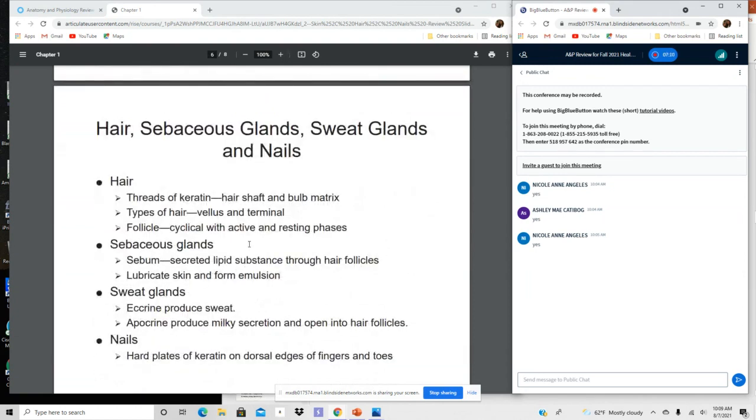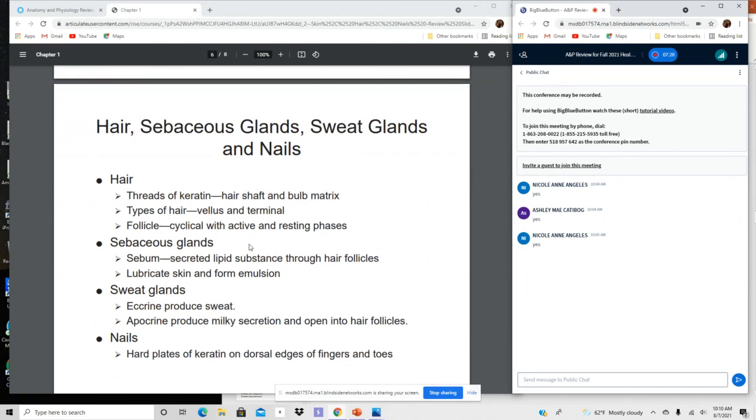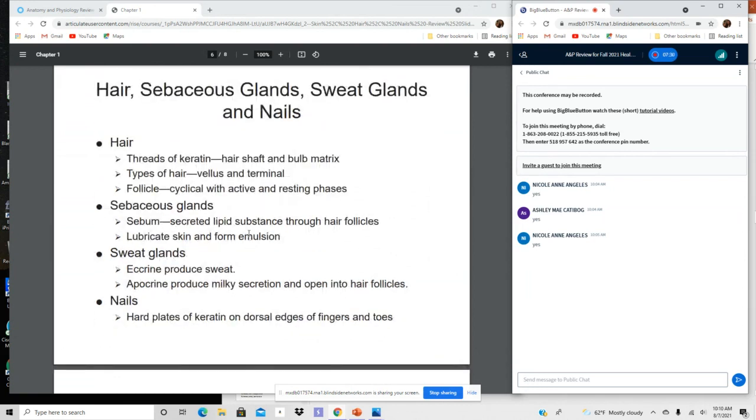Hair is made of threads of keratin, and forming hair is the hair shaft and the bulb matrix. There are different types of hair, vellus and terminal, and the hair follicle cycles with active and resting phases. The sebaceous glands are the sebum glands, which secrete lipid substances through the hair follicles. They lubricate the skin and form an emulsion.